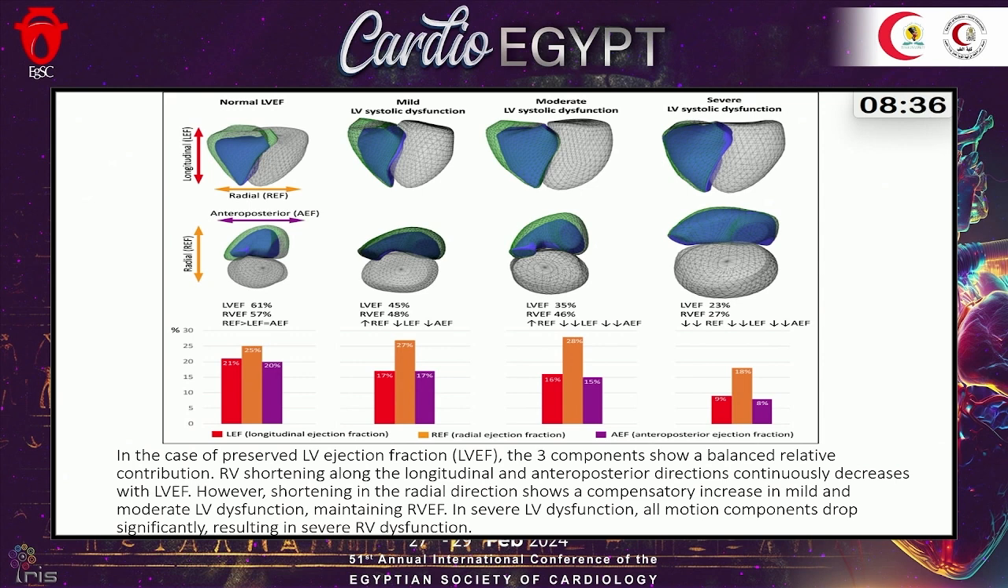When the LV mildly starts to be impaired, the radial force increases to compensate for the reduction in both the anteroposterior and the longitudinal, and more reduction of the LV ejection fraction causes more increase in the radial force of the RV to compensate for the reduction of both mechanisms, and finally all three are reduced when the LV ejection fraction deteriorates to less than 20%.